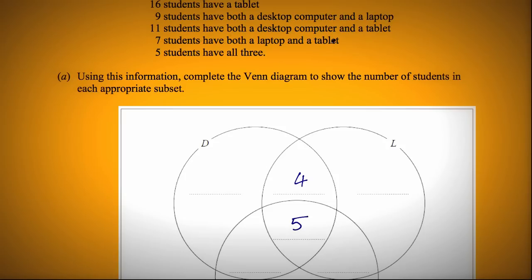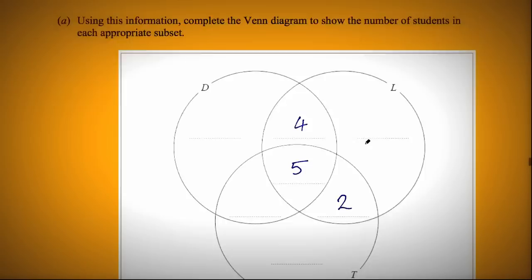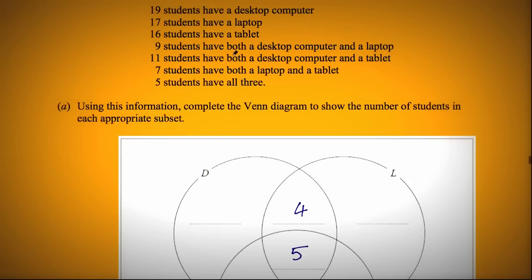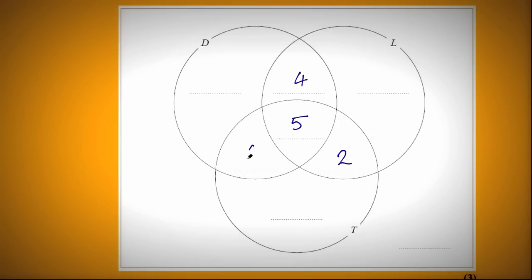7 students have both a laptop and a tablet, so laptop and tablet in here, and 7 of them, so 2 goes in here. And then we've got 11 that have both a desktop and a tablet. So 6 to make the 11 in there.